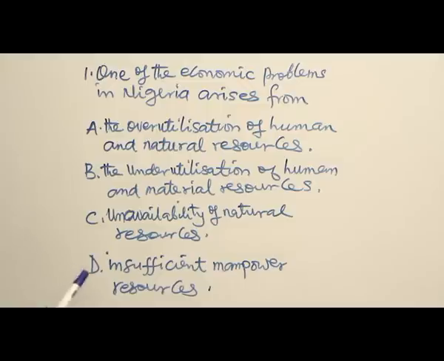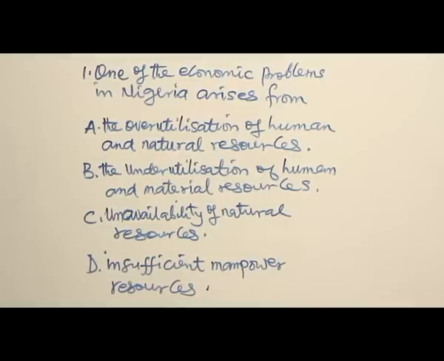C, unavailability of natural resources. We have enough natural resources in Nigeria yet to be tapped. So C is not correct. D, insufficient manpower resources. We have manpower resources, abundant manpower resources. So D is not correct. Therefore, the correct answer is option B.